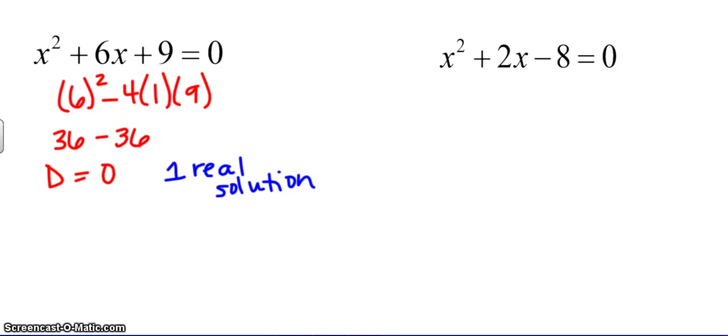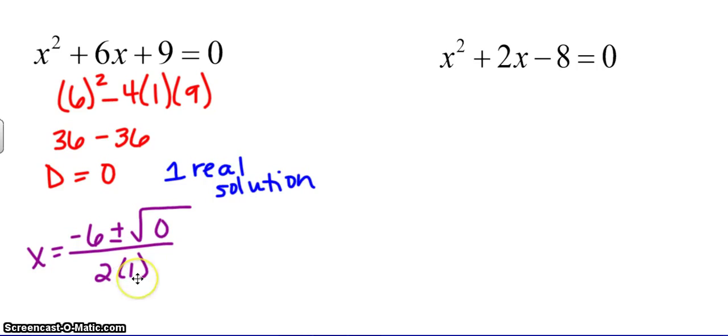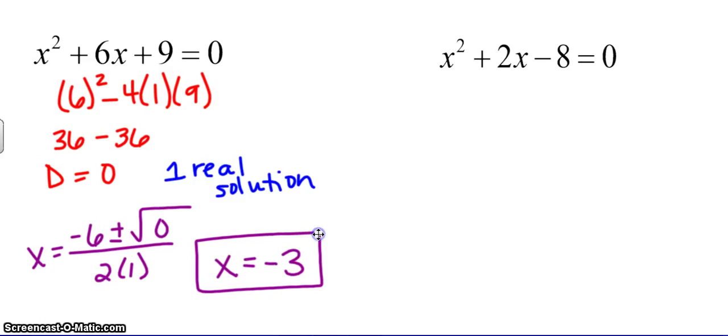Alright, now we got to go ahead and find it. So x equals opposite b plus or minus the square root of your discriminant all over 2a. And this is why we only have 1 real solution, because if your discriminant is 0, you lose the plus and the minus, because adding 0 and subtracting 0 is going to be exactly the same thing. So in this case, x is going to be equal to negative 3. And that counts as a double root, because again, it's touching the x-axis and bouncing back.